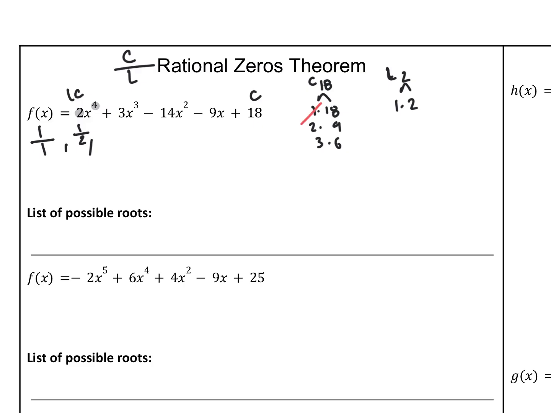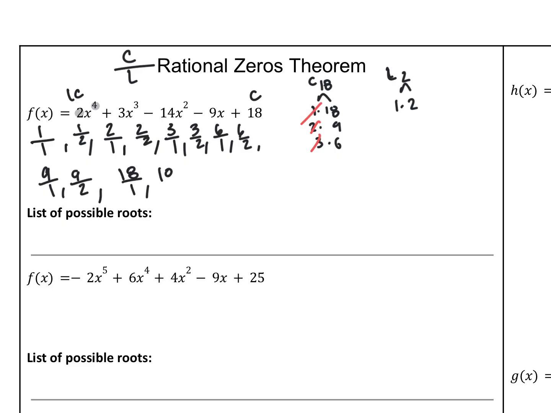So now we're going to go on to the 2, and it's going to do the same thing. 2 over 1, 2 over 2. And we're going to repeat the process with the rest of the factors. So now 3 over 1, 3 over 2. Move on to the next one, 6 over 1, 6 over 2. The next one will be 9, so 9 over 1, 9 over 2. And then 18 over 1, 18 over 2.